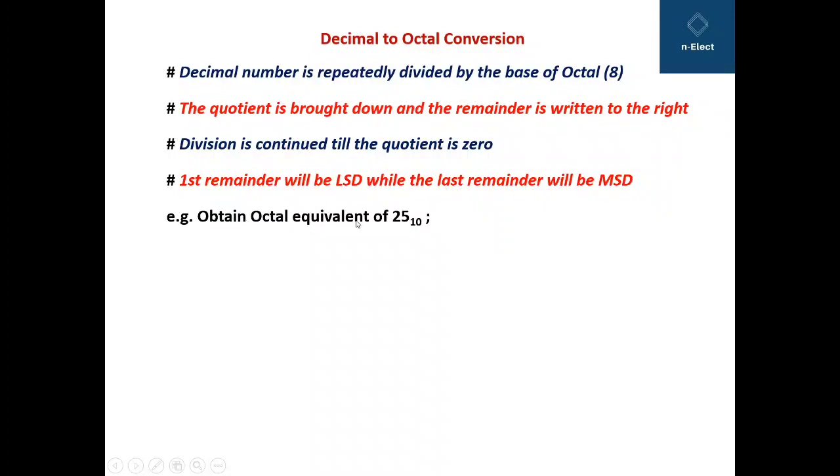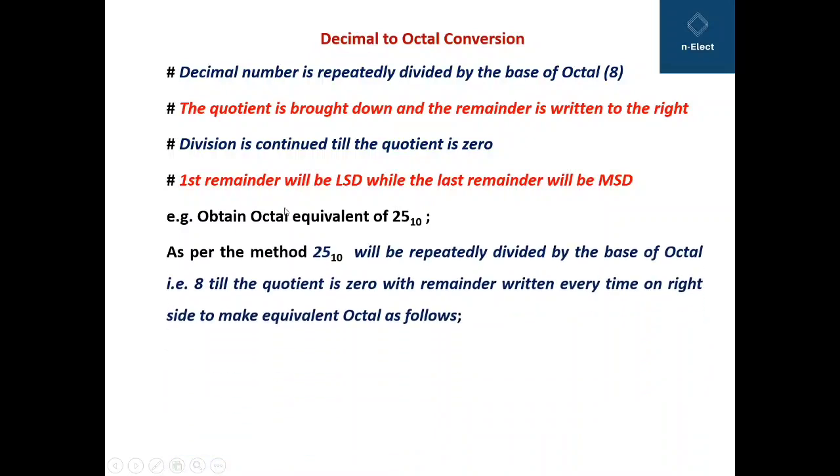So obtain the octal equivalent of 25 decimal. So in short, we have to convert the 25 decimal into octal. As per the method, this 25 decimal will be repeatedly divided by the base of the octal number system, that is 8, till the quotient is 0, with the remainder written every time on the right hand side to make the equivalent octal, as follows. See here, the 25 is divided by the base of octal, that is 8. So 8 3s are 24. So 3 we have written here, the quotient, and the remainder is 1.